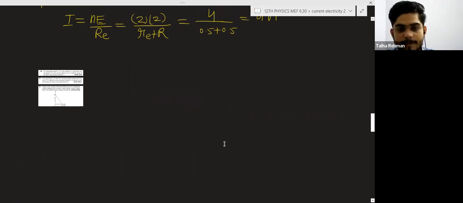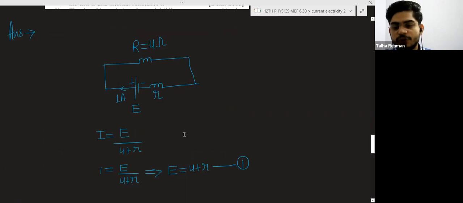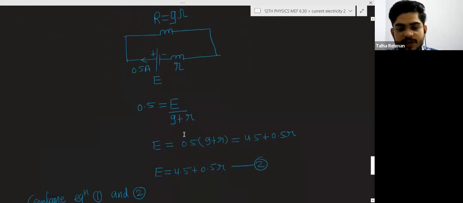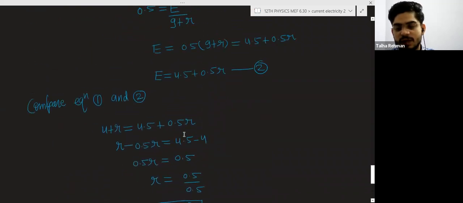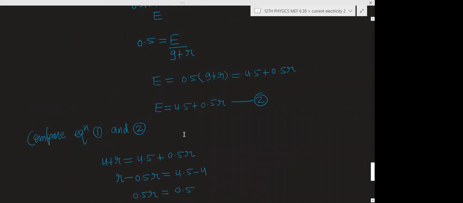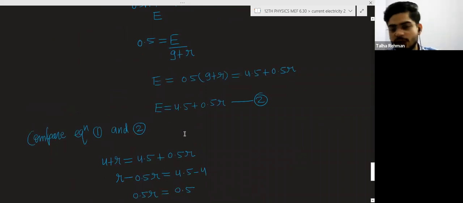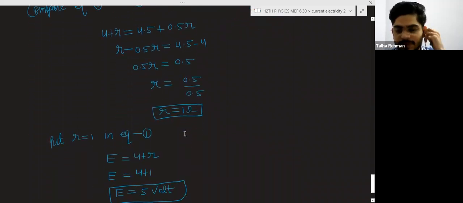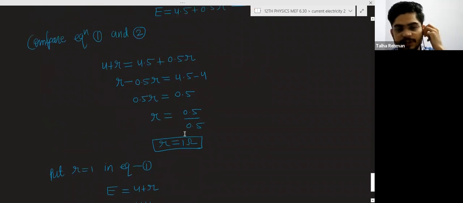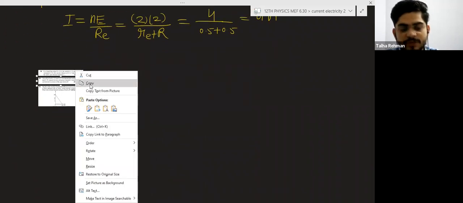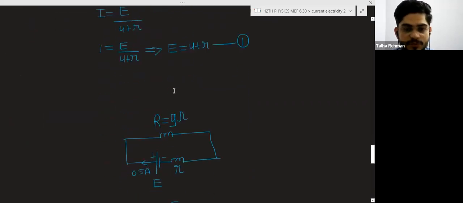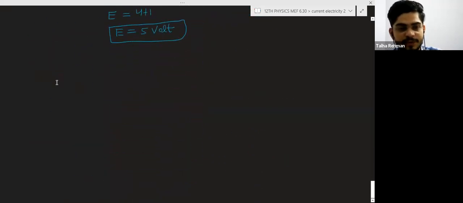If anyone wants to ask anything in this question, then please ask if you have any doubt. I want to tell you this is a very easy question because we just have to make the equations of current only, and we will solve those two equations and get the answer. The calculation part is a little bit lengthy, but that is fine because you are students of 12th, so it is expected that you can do this kind of calculation easily.